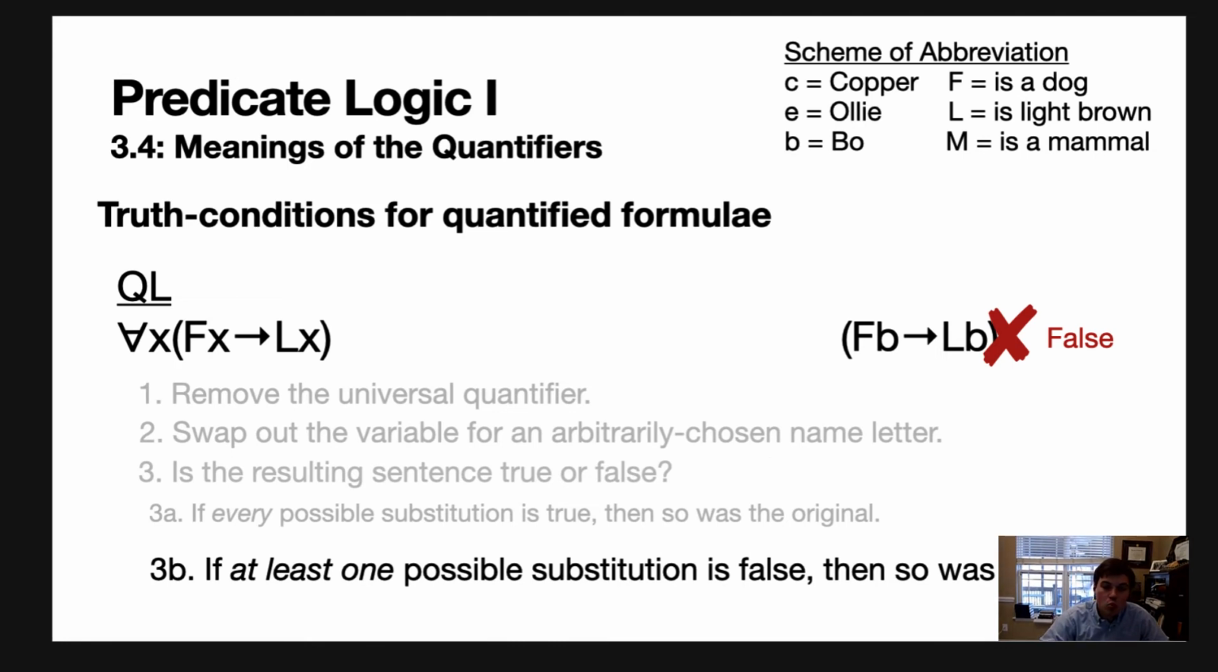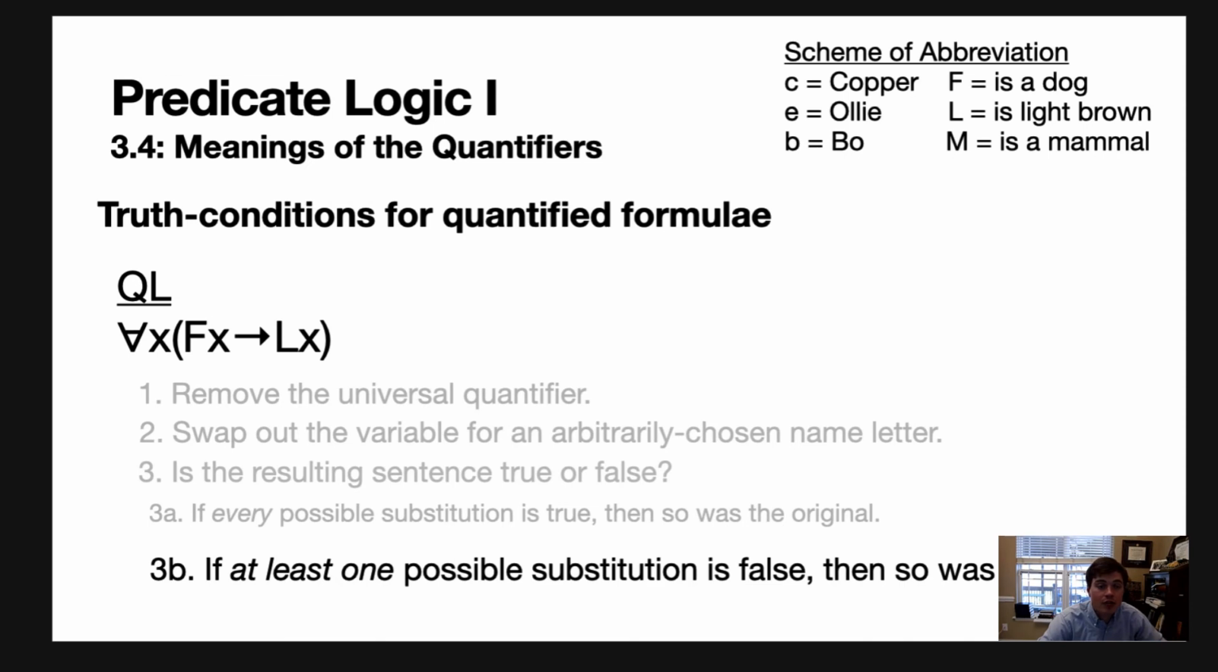Now, if you can find even one possible substitution instance of that universally quantified formula that turns out false, then you know the entire original formula was false, because it says that for anything whatsoever, any substitution you can possibly do, if it's a dog, then it's light brown. Well, we just found something, Bo, that's a dog but not light brown. So we just found an instance of that universally quantified formula that's false. So we can conclude the whole thing is false.